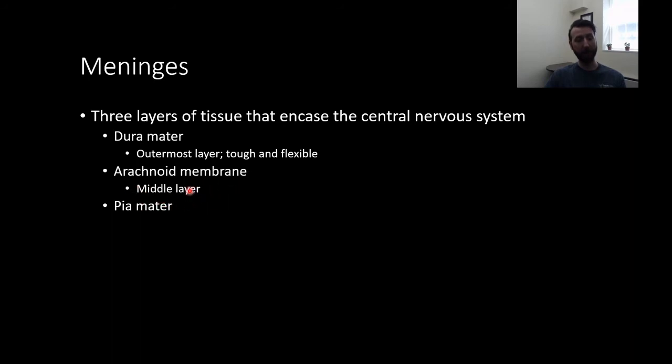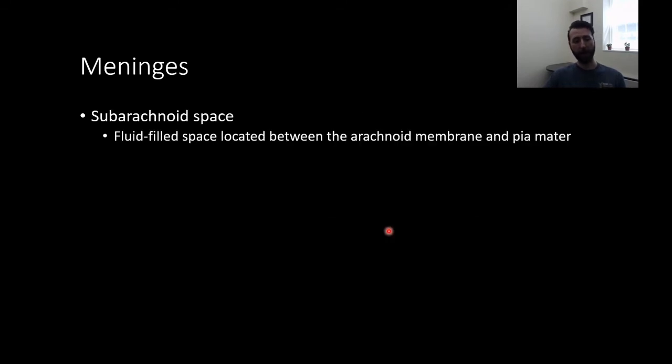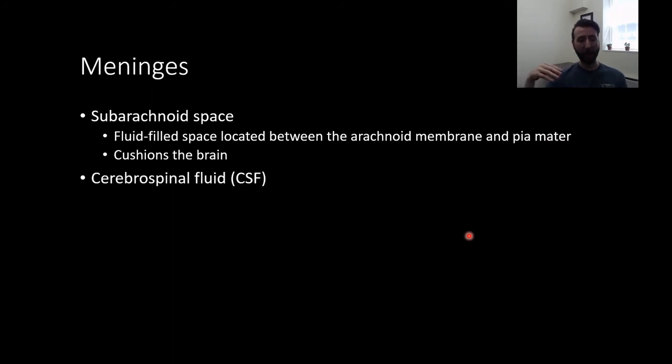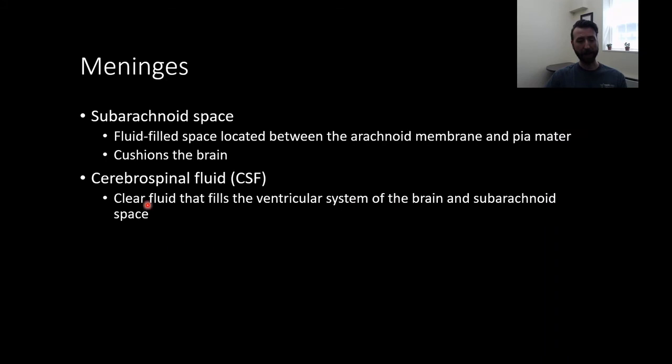This is where cerebrospinal fluid occupies a lot of space, underneath the arachnoid membrane. And the pia mater is the innermost layer. It's thin and delicate, almost papery and very thin. This clings to the surface of the brain. So the subarachnoid space is the fluid-filled space between the arachnoid membrane and the pia mater. So this is a little cushion of space between the arachnoid layer and the pia mater. Cerebrospinal fluid is a clear fluid that fills the ventricular system of the brain and the subarachnoid space.